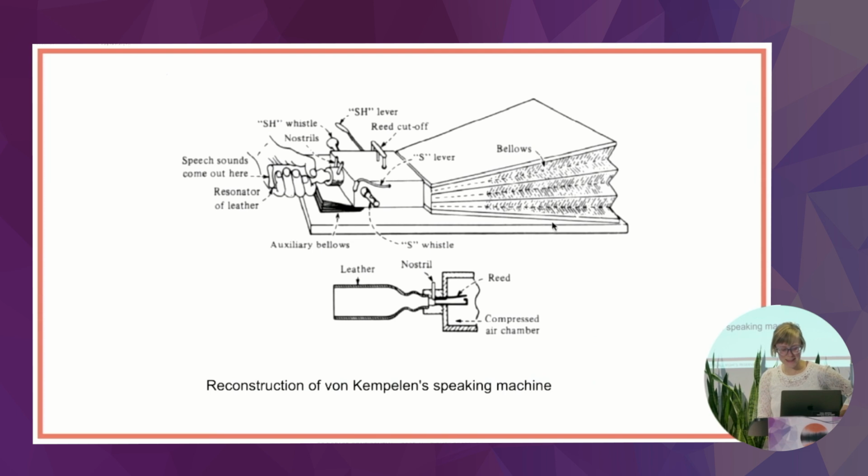So he modeled the lungs as a set of bellows and the vocal tract as a leather pipe. He had a compressed air reed system for the lips and things, and tried to get intelligible sounds out of that with limited success, but it was the first physical, mechanical approximation of a human speech mechanism.